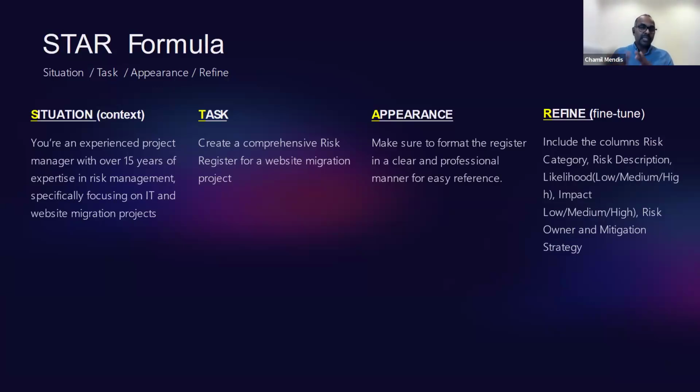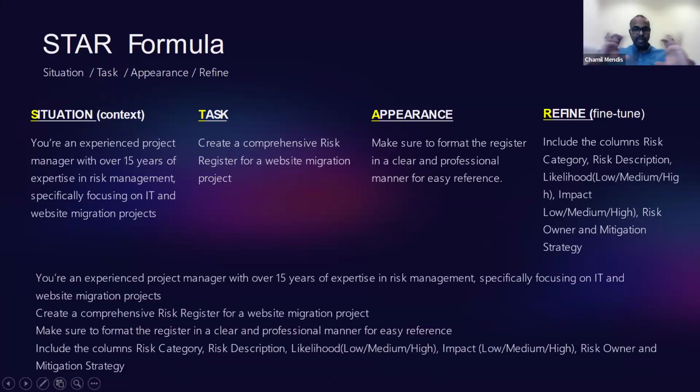So in this format, which is a little complex, you have a situation, you define the task and appearance, and in the refine section you clearly define the fine tuning. After creating, you want to make sure these values contain low, medium, high, like that. If you want to fine tune further, you can specify it in the refine section using the STAR formula. Finally, you will have a big prompt which combines all these four elements. Then you can take the prompt and put it on ChatGPT or any other famous model, and you will get a very beautiful risk register done in no time.